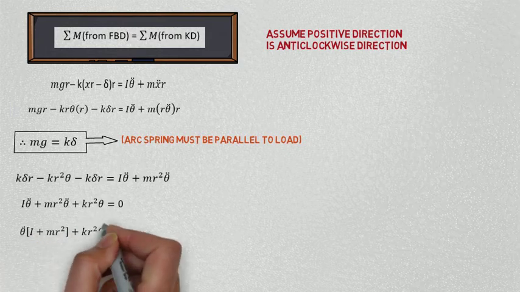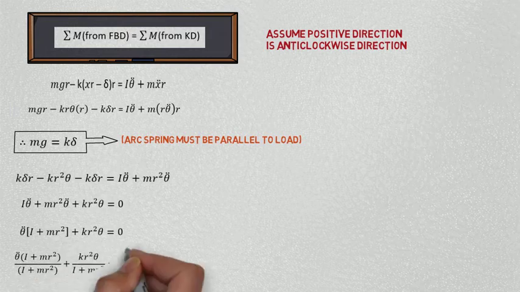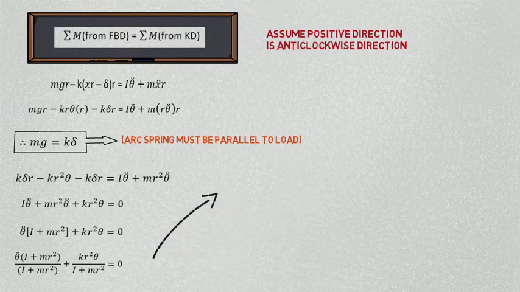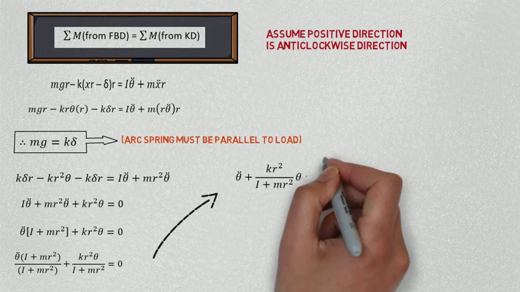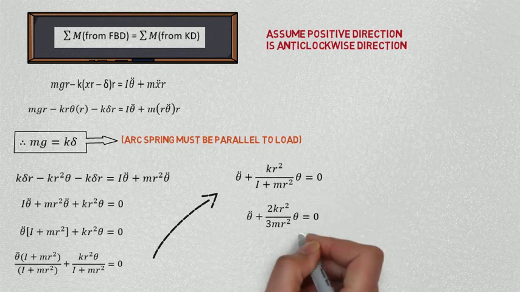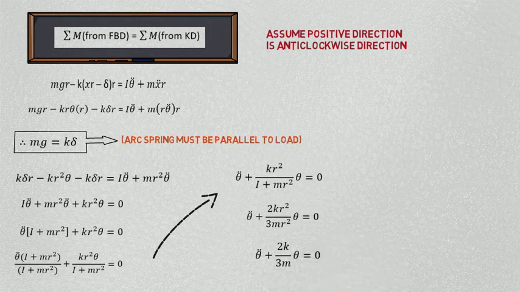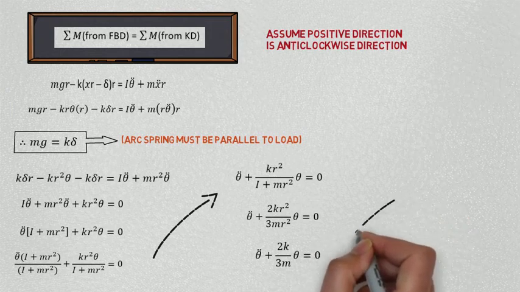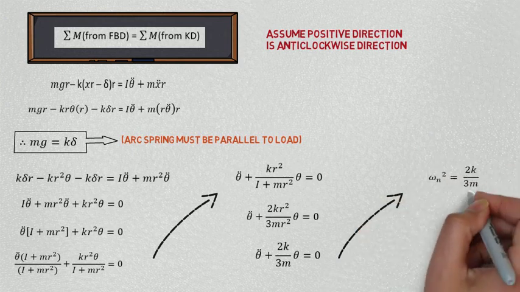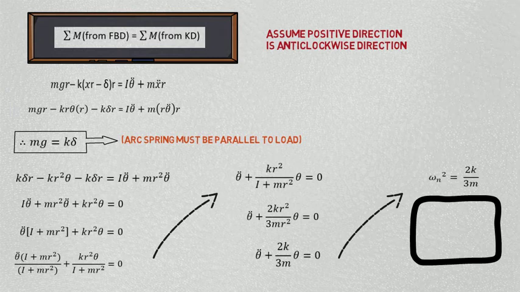And your equation will be I theta double dot plus mr squared theta double dot plus kr squared theta. Now divide all the equation in terms of I plus mr squared. And your final equation will be theta double dot plus 2k over 3m theta is equal to 0. And you will get natural frequency is square root of 2k over 3m, which is the same value for both methods.